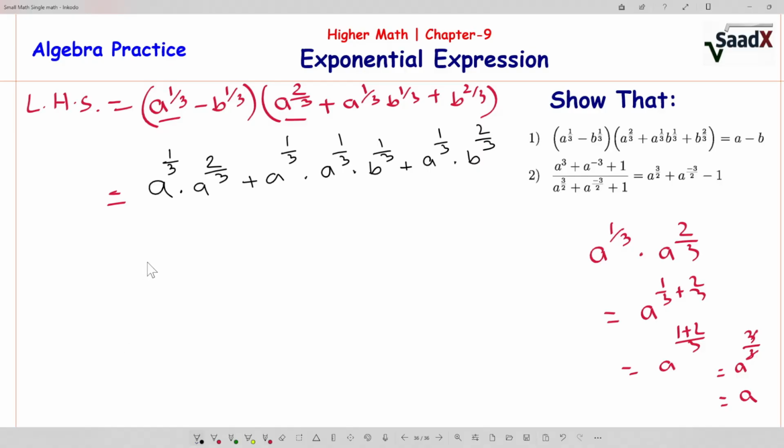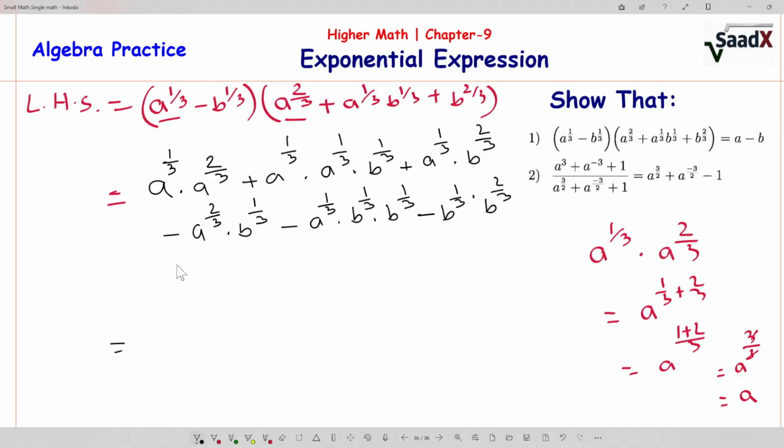Okay, now what next? Here is minus a to the power 2 by 3 times b to the power 1 by 3, minus a to the power 1 by 3 times b to the power 1 by 3 times b to the power 1 by 3. Okay, and finally minus b to the power 1 by 3 times b to the power 2 by 3.